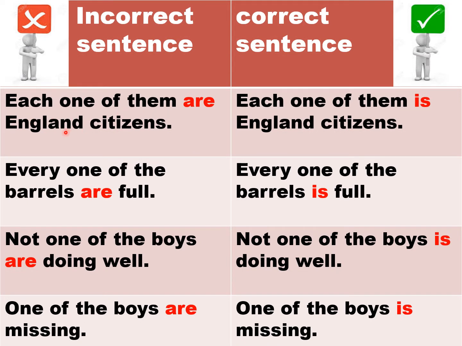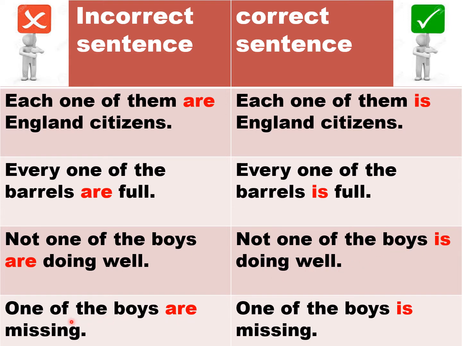Each one of them are England citizens. Every one of the barrels are full. Not one of the boys are doing well. Sentences using each one of, every one of, not one of must use a singular form of the verb as a rule. Here, are is used. Are is a plural verb. According to the rule, the singular form of the verb must be used. So is is correct. The correct sentences are: each one of them is England citizens. Every one of the barrels is full. Not one of the boys is doing well.